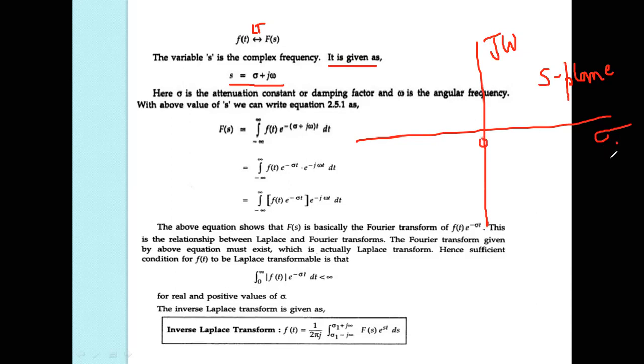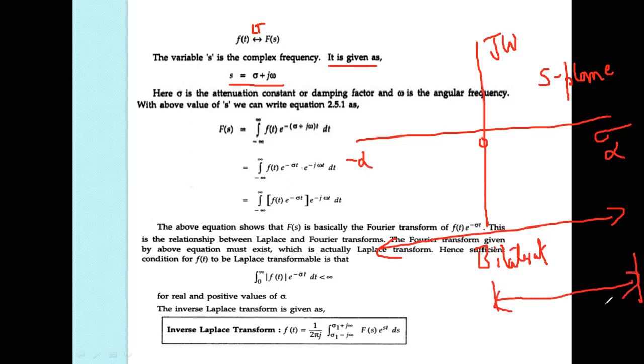From 0 to infinity is one-sided. Minus infinity to 0 is the other side. So taking both together is the bilateral Laplace transform. If I am taking only the single-sided, it is a unilateral signal. What is that s? S is nothing but sigma plus j omega, a complex frequency. The real term is sigma and the imaginary term is omega.